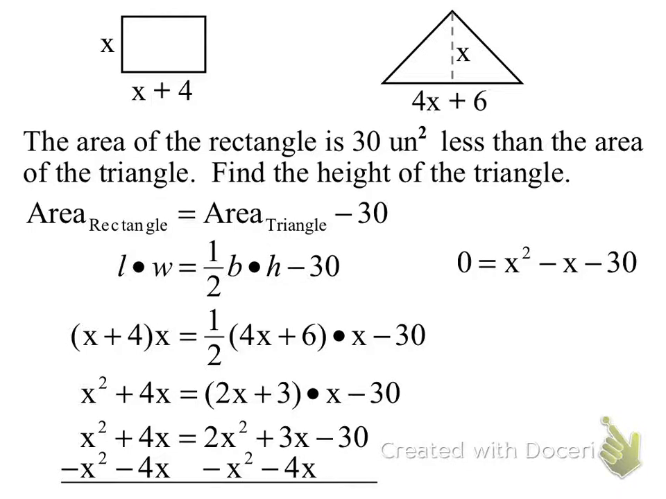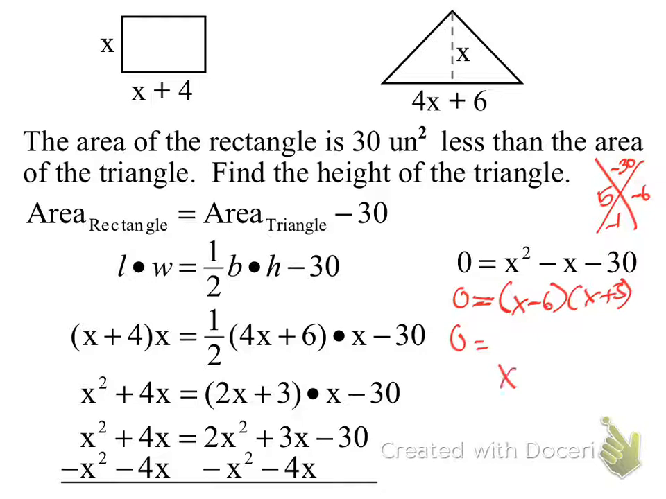We end up with x squared minus x minus 30. What multiplies to negative 30 and adds to negative 1? Rand? Negative 6 and 5. Good. So, x minus 6 times x plus 5 equals 0. Okay? So my solutions are x equals 6 and negative 5.